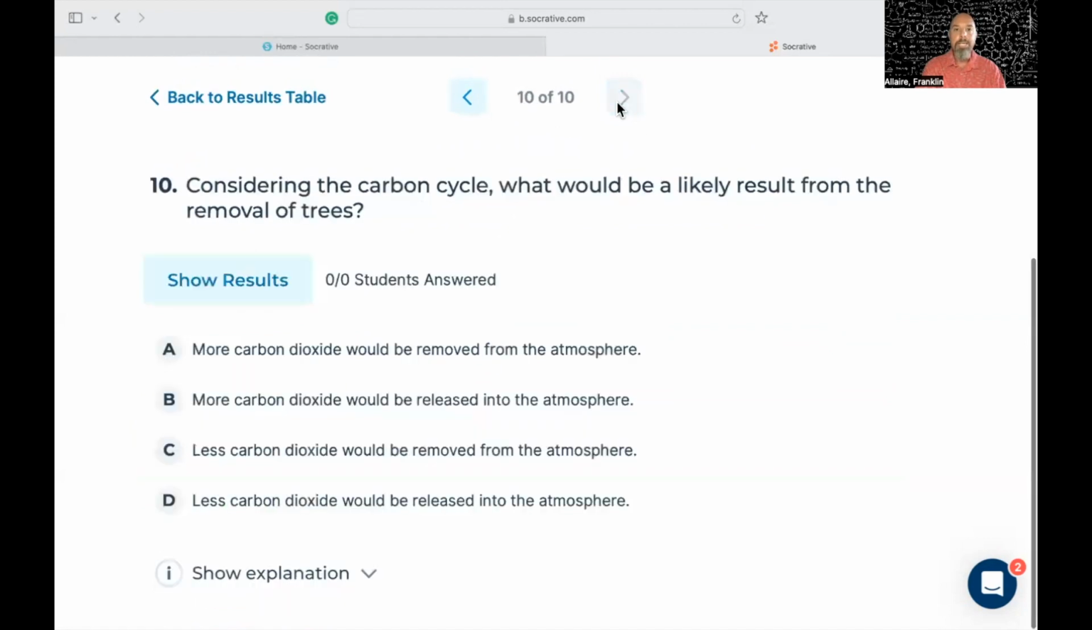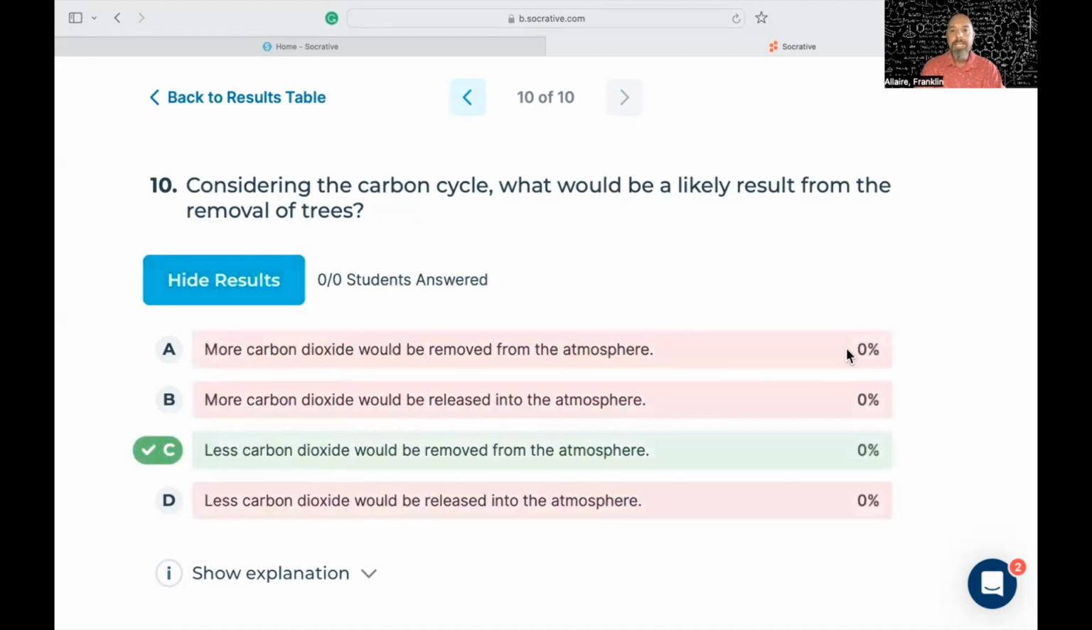And last but certainly not least, in this quiz breakdown, if we think about the carbon cycle, which is again similar to the water cycle, describing how water moves through the environment, through living and non-living parts of the environment. The carbon cycle is the same kind of thing. Instead, it's describing how carbon moves through the biotic and abiotic parts of an ecosystem, the living and non-living parts of an ecosystem. So it's asking us here, what would be the most likely result from removing trees?